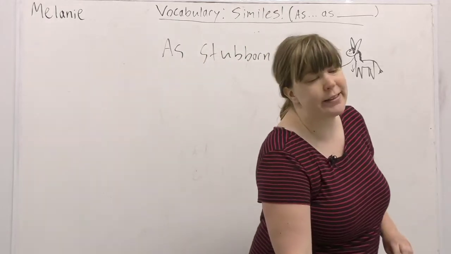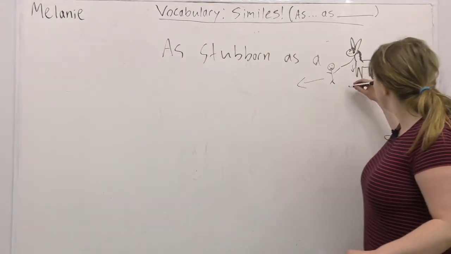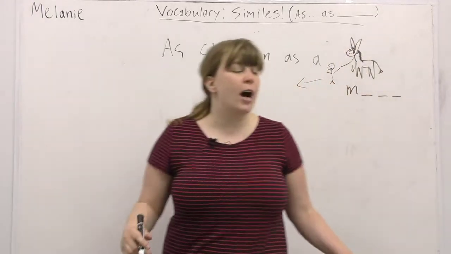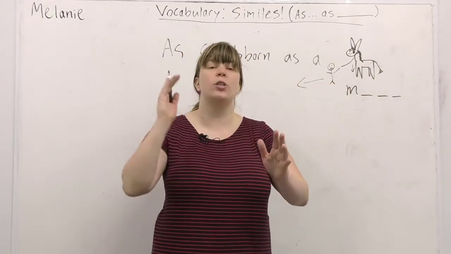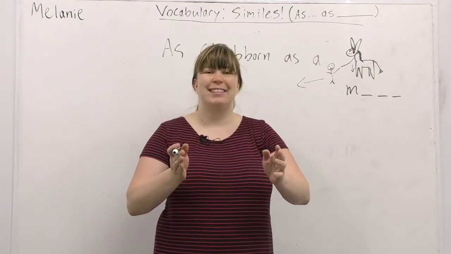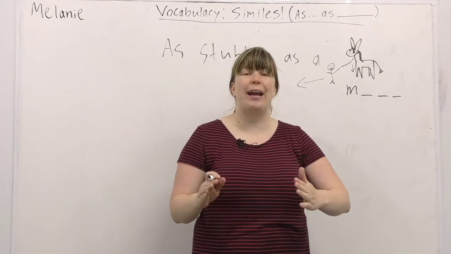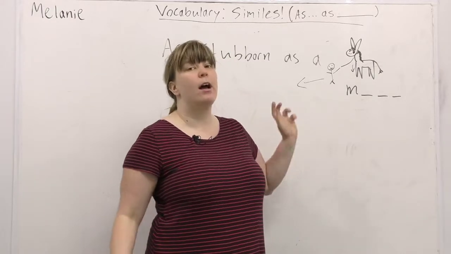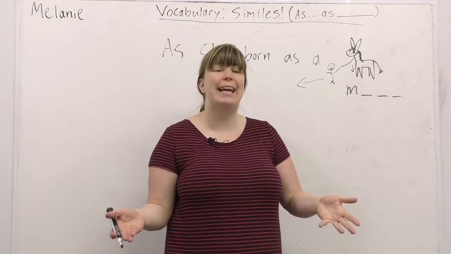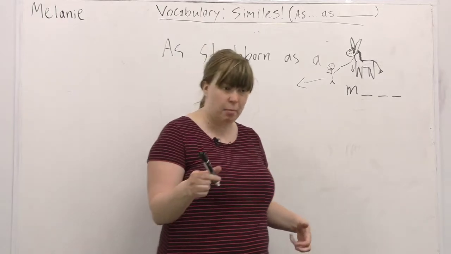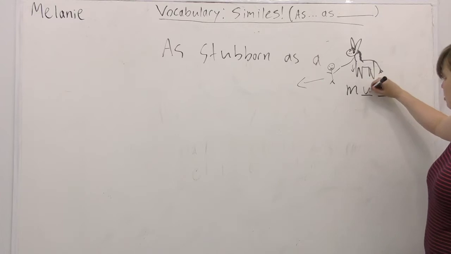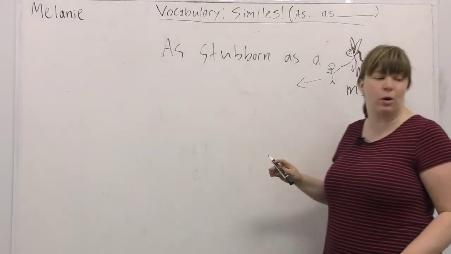So, do you guys know what this animal is? It starts with an M. It's a cross between a horse and a donkey, if you know what a donkey is. Think of Shrek. Shrek's best friend is a donkey. So, a cross between a horse and a donkey is a... Oh, I see someone said mule. That is correct. Good job. Mule, as stubborn as a mule.